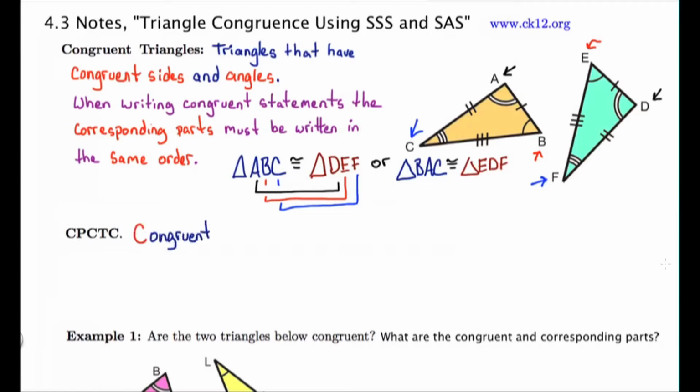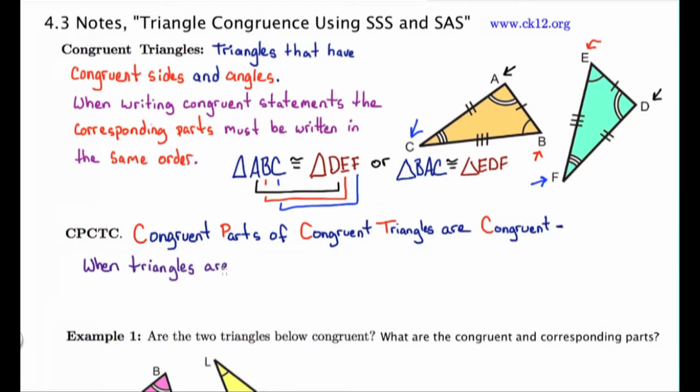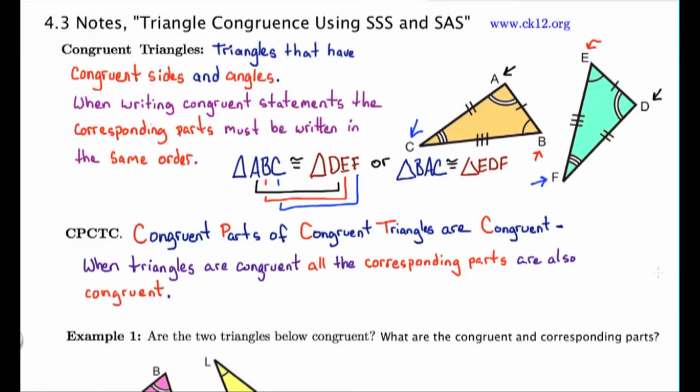So CPCTC means congruent parts of congruent triangles are congruent. So basically this means if we know two triangles are congruent to each other, then the corresponding parts are also going to be congruent to each other, which means three sides and the three angles.